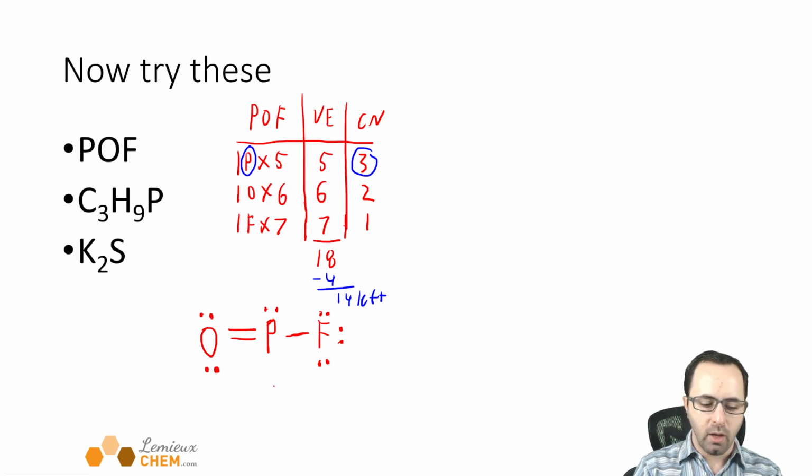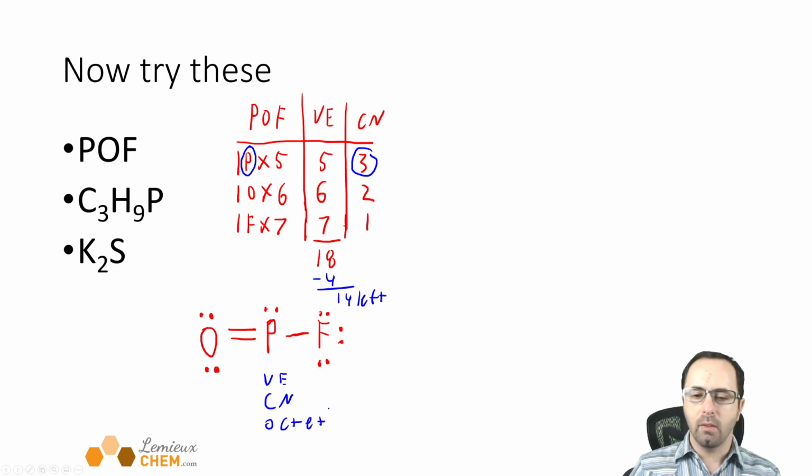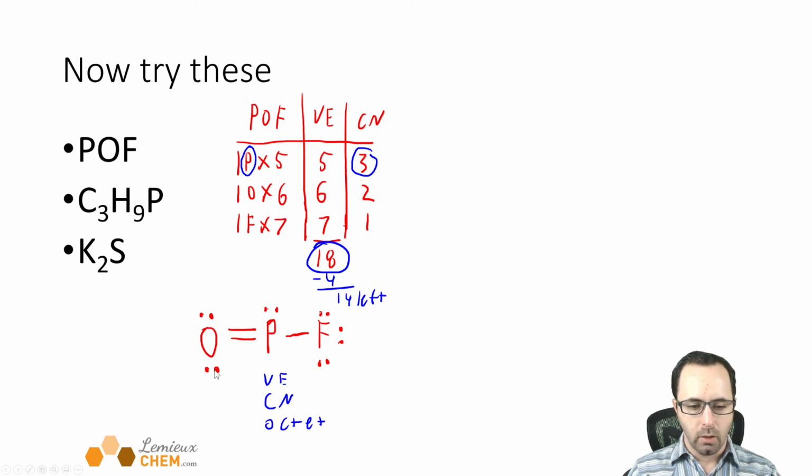So let's do our checks here. We're going to check for the number of valence electrons. We're going to check for the covalence number. We're going to check that everyone has an octet. So let's double check that we have 18 valence electrons total. 2, 4, 6, 8, 10, 12, 14, 16, 18. Yes, we have 18 valence electrons total. Covalence number is phosphorus making 3 bonds. Valence number 3. 1, 2, 3. Yes.